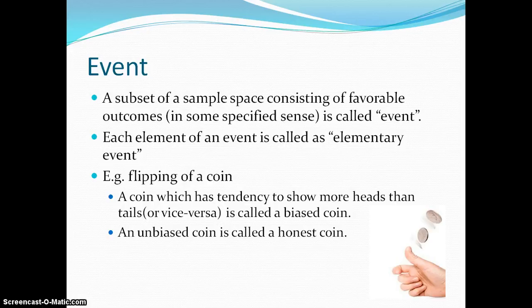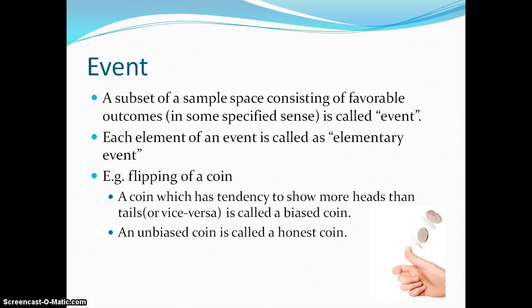The characteristic feature of a random trial is that all outcomes of the trial have the same likelihood of occurrence. Thus, tossing of a coin is taken as a random trial only if head and tail have equal chance of occurrence. If a coin is likely to show more heads than tails when it is tossed several times, its tossing is not taken as a random trial. The example we are going to mainly consider with respect to event is the flipping of a coin. A coin which has a tendency to show more heads than tails or vice versa is called a biased coin. An unbiased coin is called an honest coin.